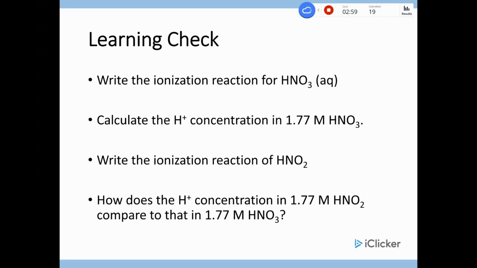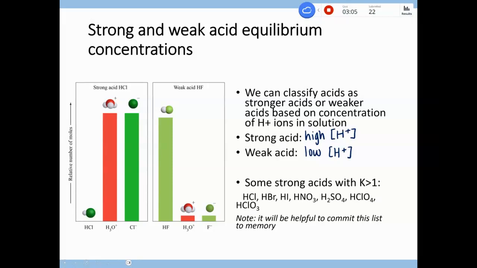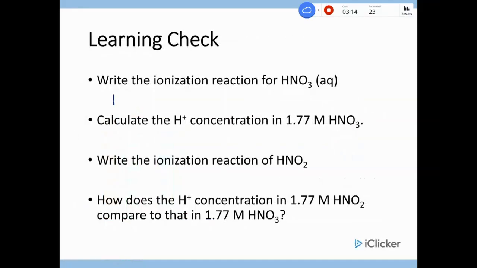So the first question is to write the ionization reaction of HNO3. We should remember that this is a strong acid. It's going to give away an H plus, and then the rest of the molecule becomes negative. So we got H plus and then NO3 minus, a polyatomic ion. And then calculate the H plus concentration in 1.77 molar HNO3.